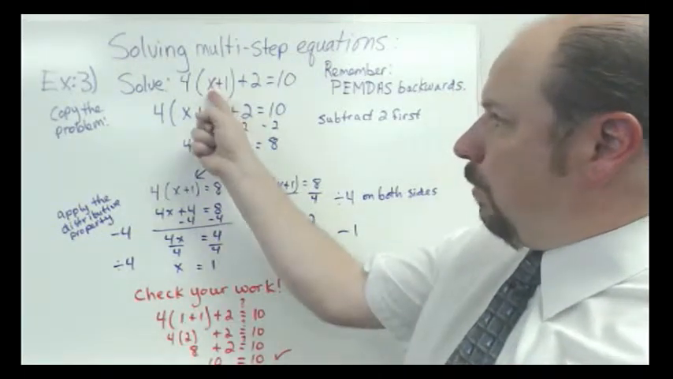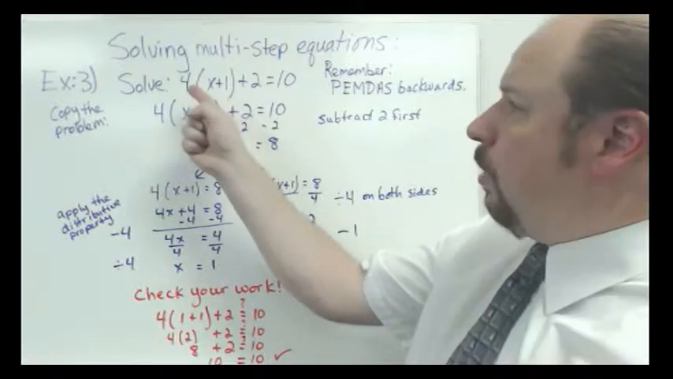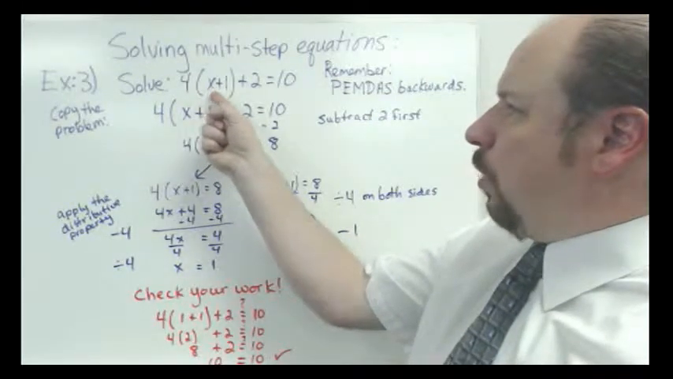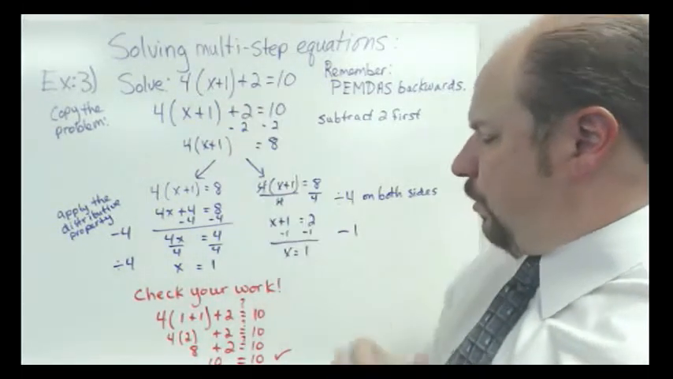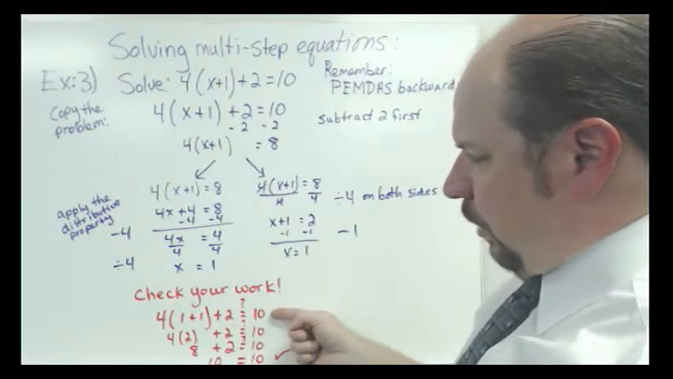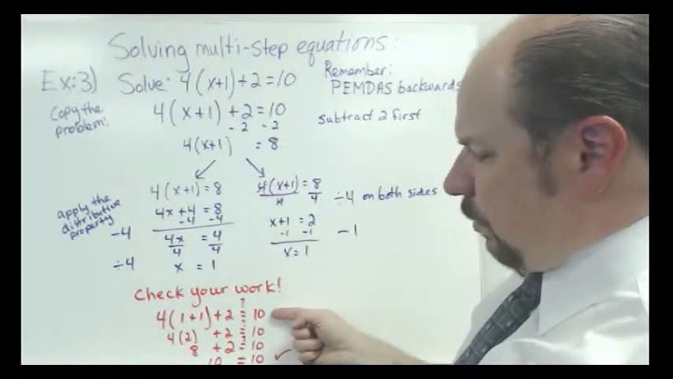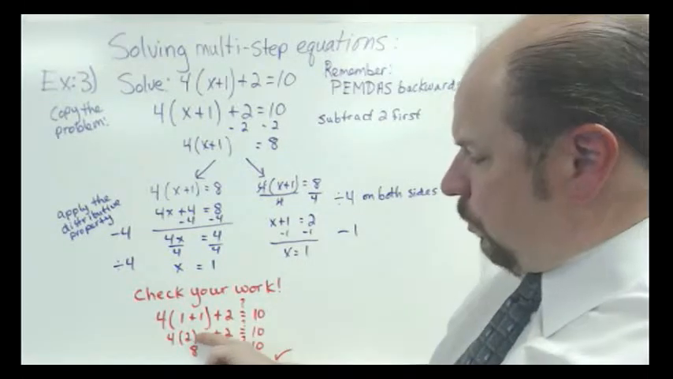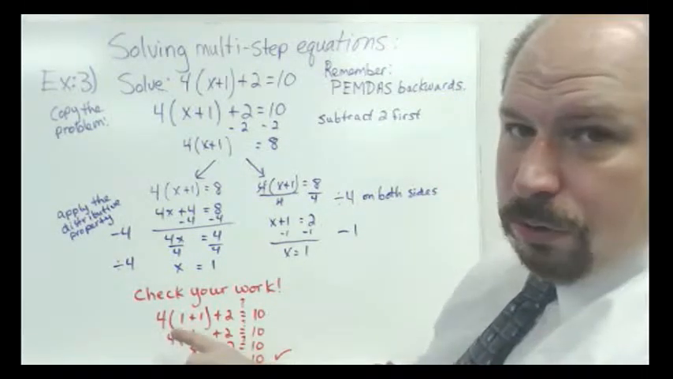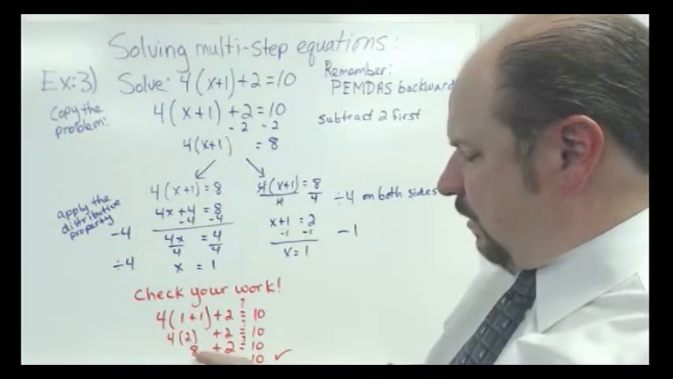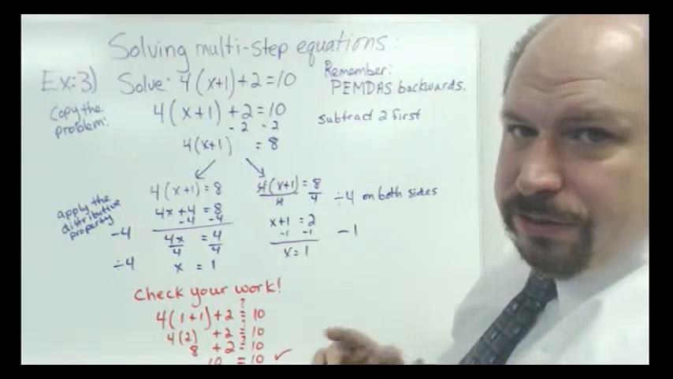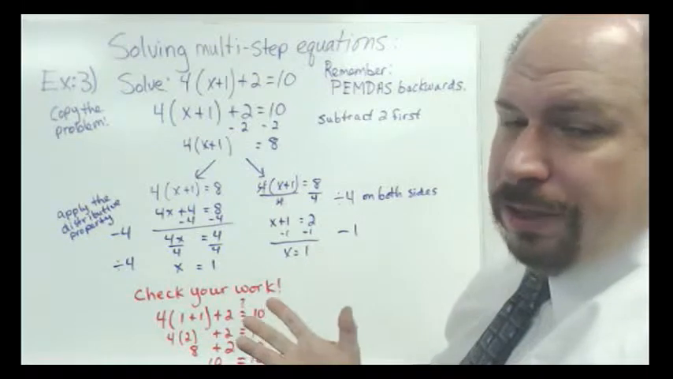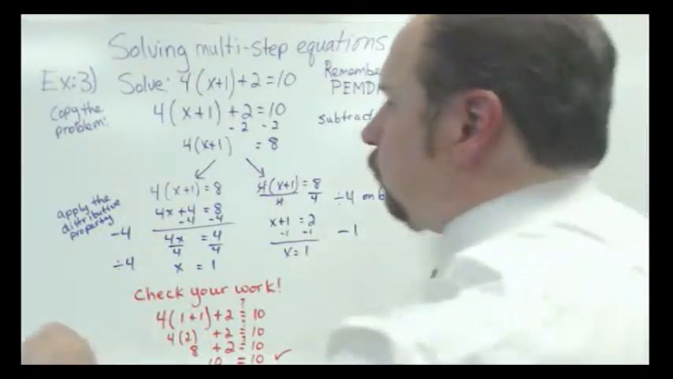Okay, remember we do need to check our work. So let's put 1 back into our original equation. 4 times the quantity 1 plus 1, plus 2. And so I've put that right here. Is that equal to 10? So do inside parentheses first. 1 plus 1 is 2. Now go ahead and multiply. 4 times 2 is 8. 8 plus 2 is indeed 10. So we have 10 equals 10. It all works out like it should.